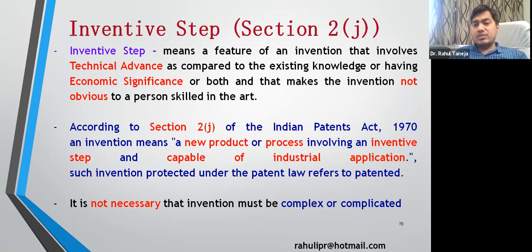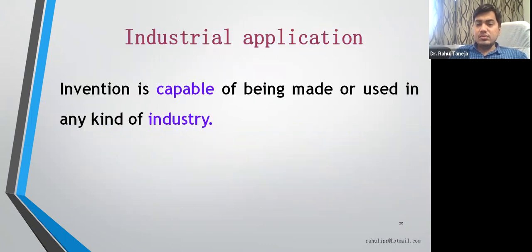There should be some economic significance. It is not necessary that your invention must be complex or complicated. You can file a patent application for a simple thing also. Industrial applicability: the invention is capable of being made in any kind of industry.